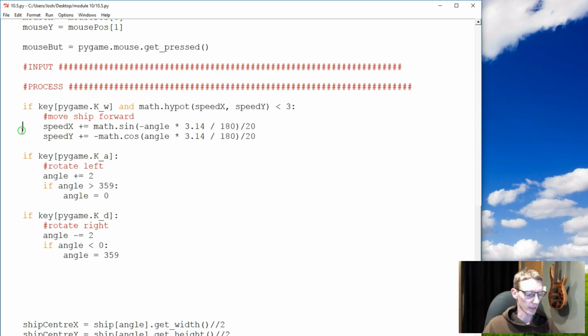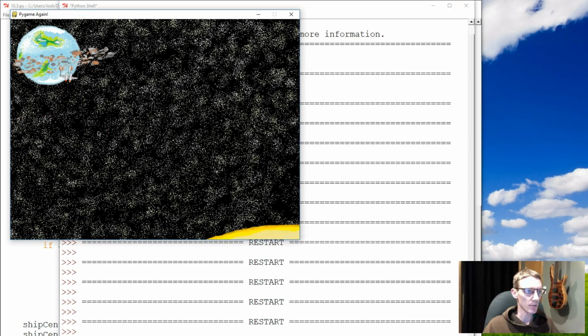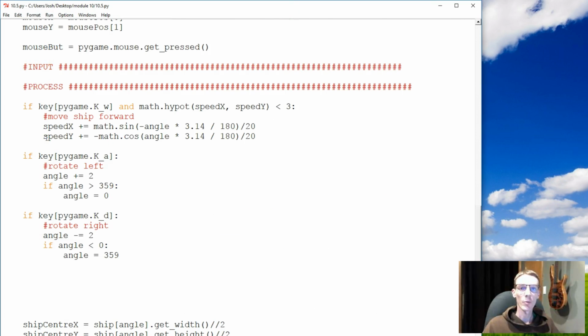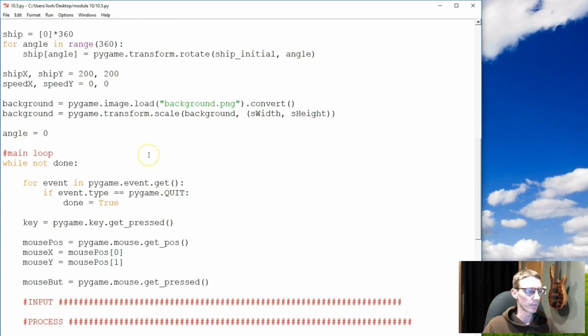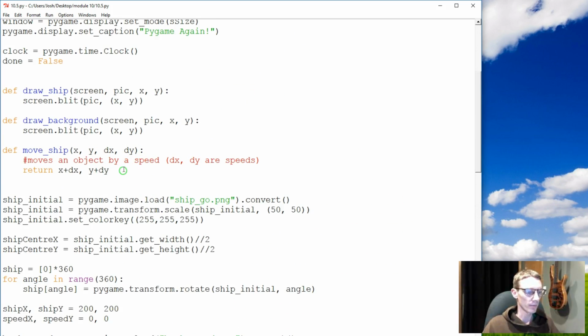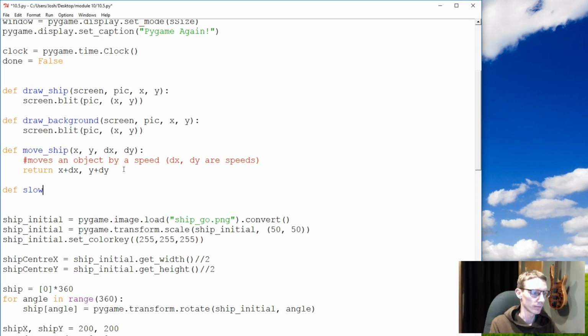Now, there is kind of a problem with this. If I reach my maximum speed, give myself some space here. If I reach my maximum speed, I'm just going to keep drifting in this direction, and even though I'm pressing W and I'm trying to get back this way, because I'm at my maximum speed, I can't slow down anymore. So it would be very, very helpful if my ship automatically slowed down, sort of like there's some drag in space. So let's make a function to do that. And let's call our function slow down, or slow ship. And the only two things we need are the speeds.